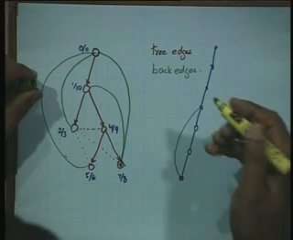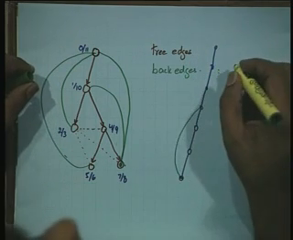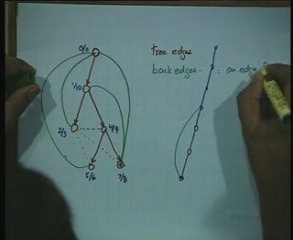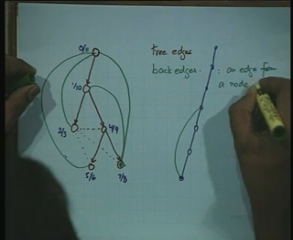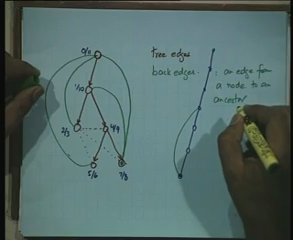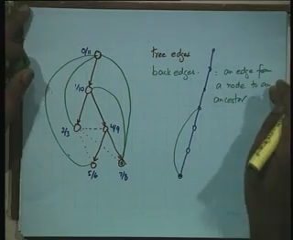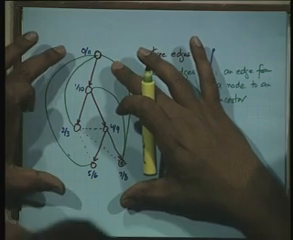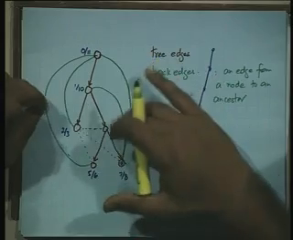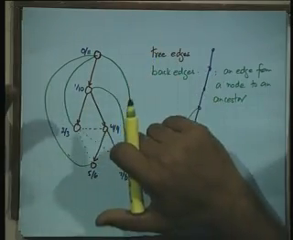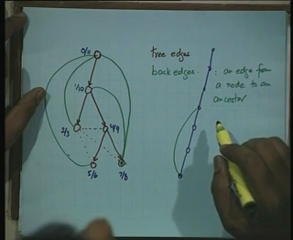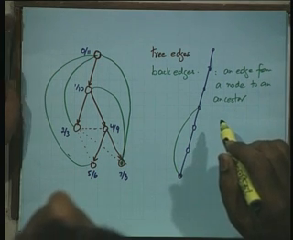So what is a back edge? Now we are ready to define what a back edge is. Anyone? An edge from a node to an ancestor. What is an ancestor? An ancestor with respect to the depth first search, with respect to the DFS tree. The notion of an ancestor is coming in only because we have defined a DFS tree. So an edge from a node to an ancestor is called a back edge, but not to the parent.